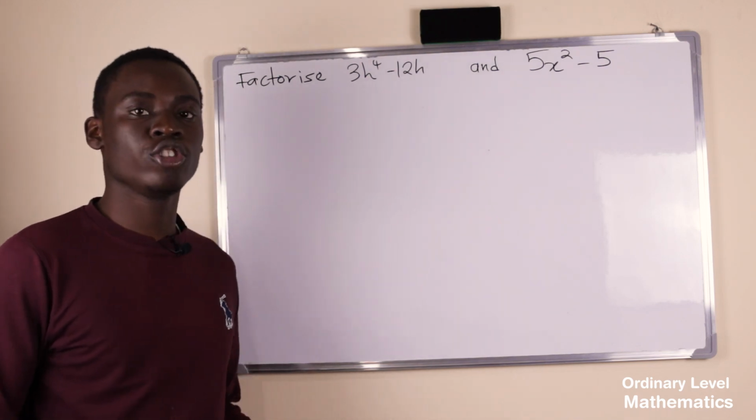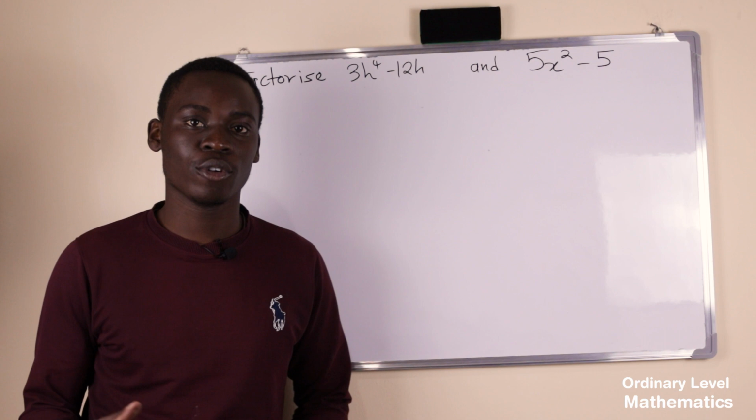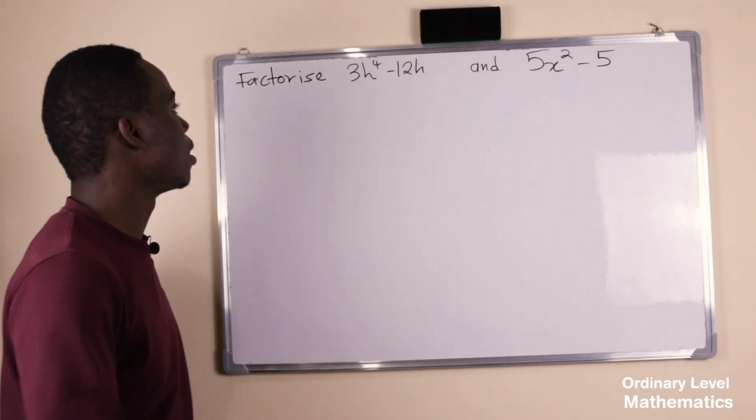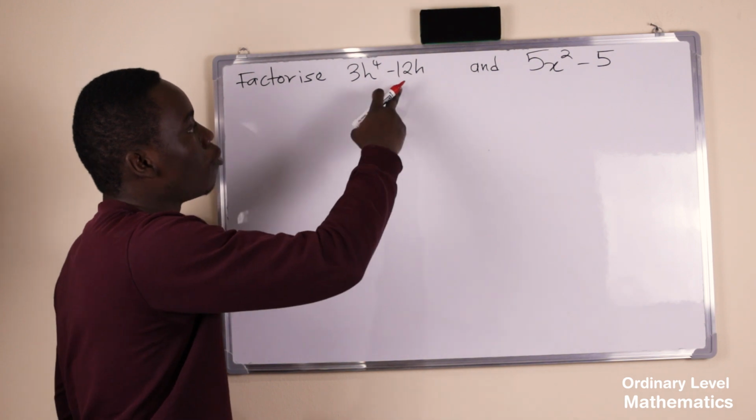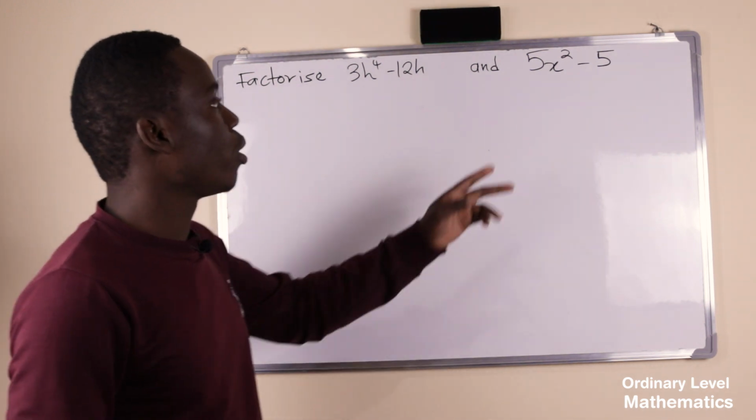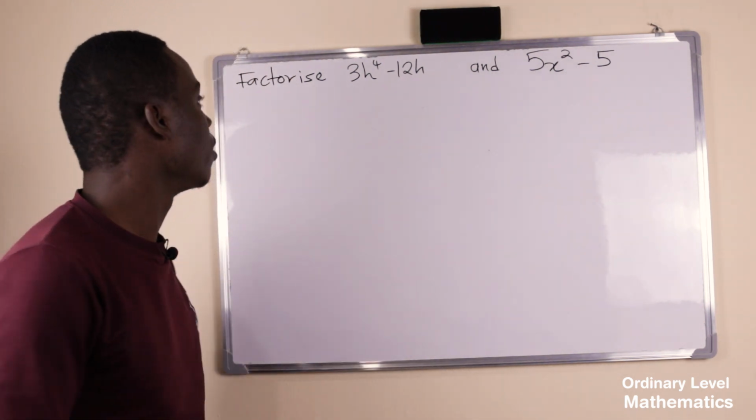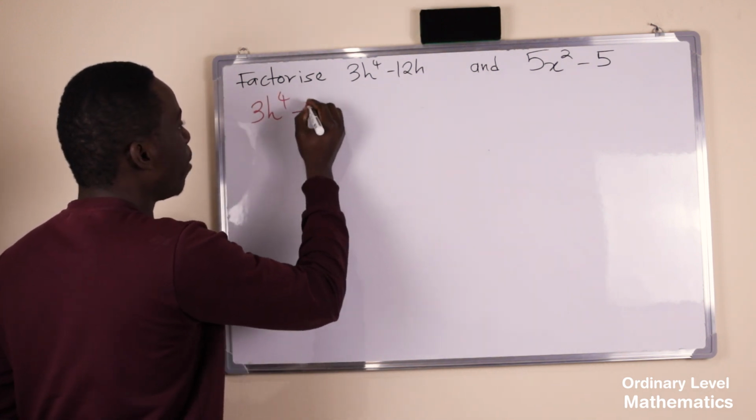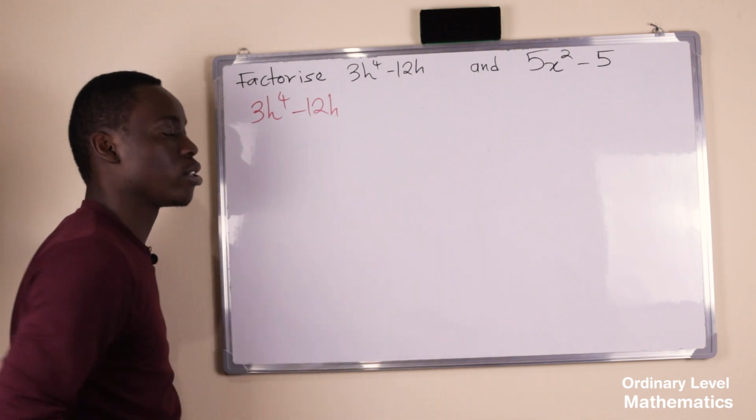In this video we're going to look at factorization. So we've got two expressions that need to be factorized. The first one is factorize 3h to the power 4 minus 12h, and the second one is 5x squared minus 5. Now for the first one, which is 3h to the power 4 minus 12h, how do you factorize?